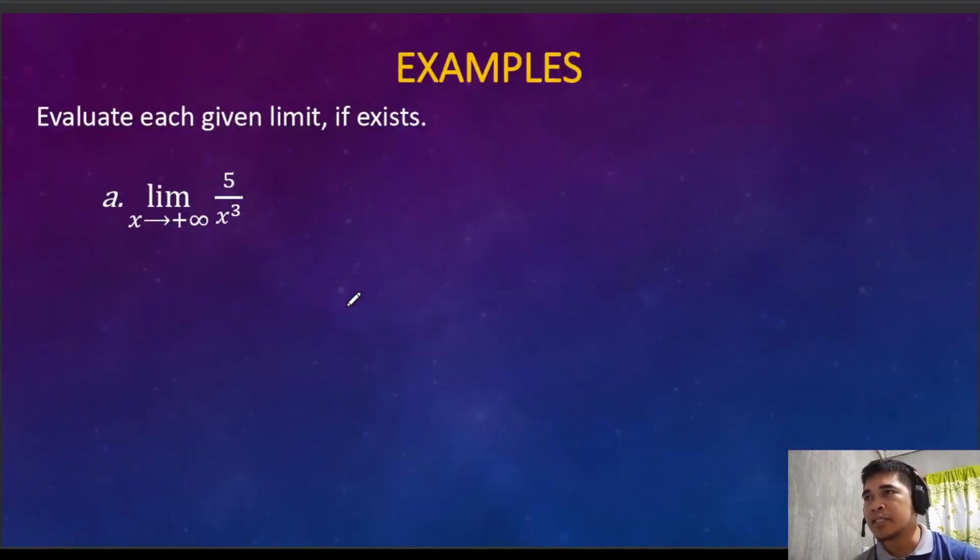So let's try some of its examples. Evaluate the given limit if it exists. Example: limit of 5 over x cubed as x approaches positive infinity. So first, put an equal sign, and then 5 over x cubed can be rewritten as 5 times 1 over x cubed.